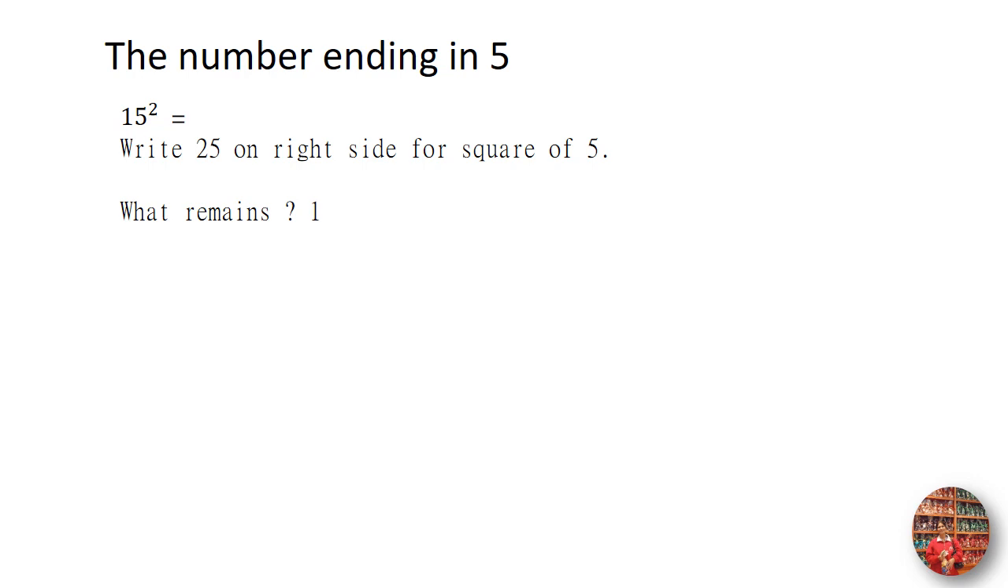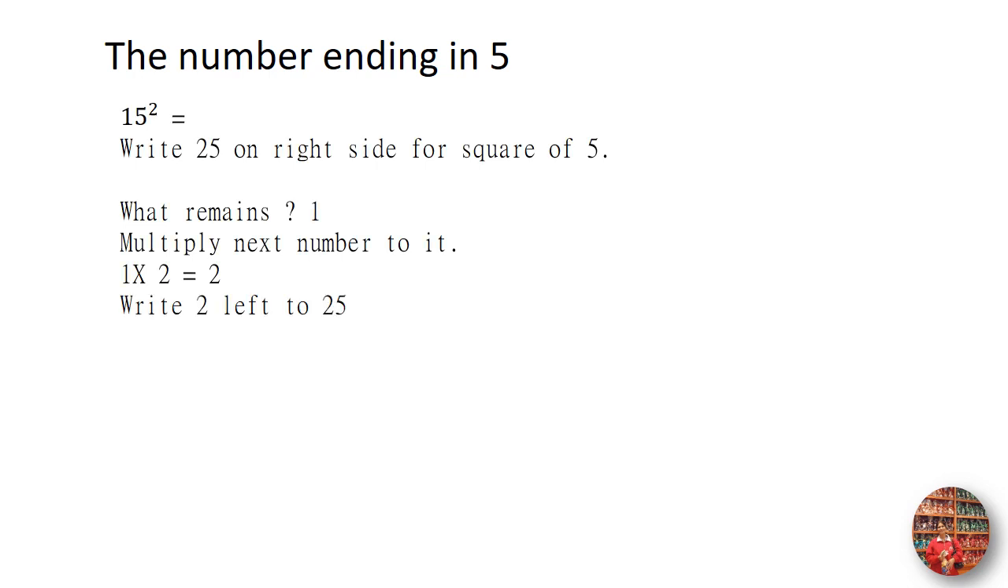What remains? Remains is 1. Now multiply 1 with next number. Next number of 1 is 2. So it will be 2. So write 2 left to 25. So what will the answer? Answer is 225.